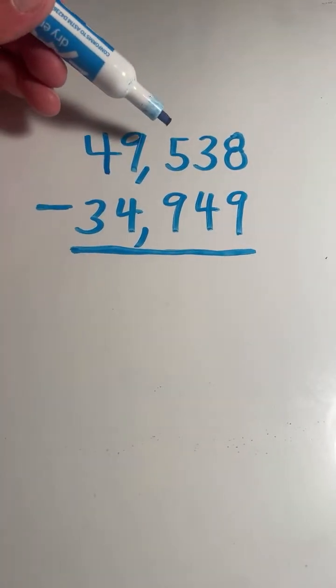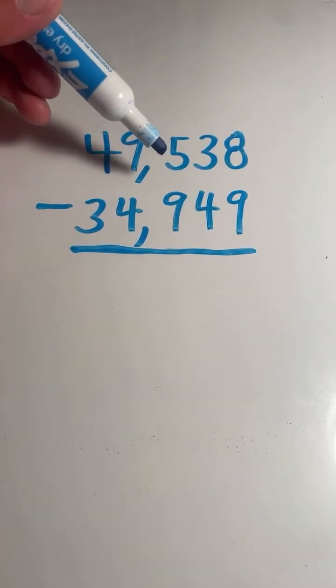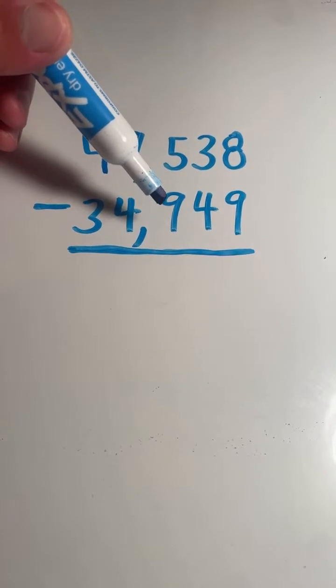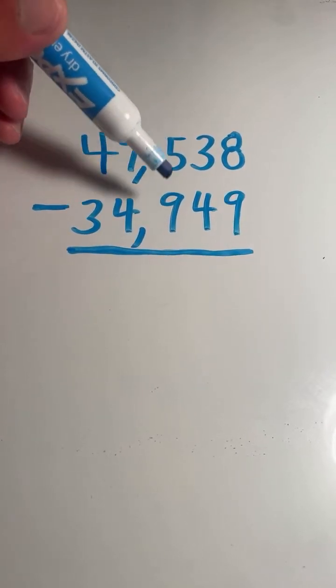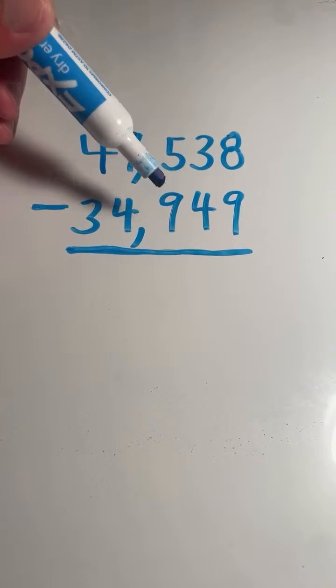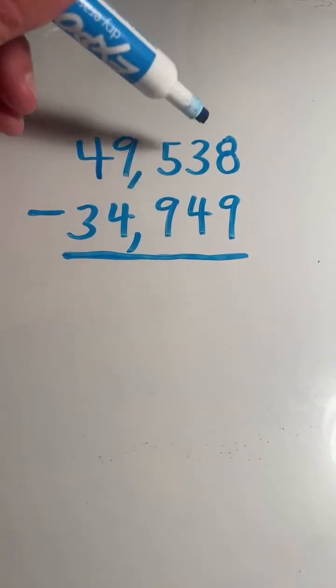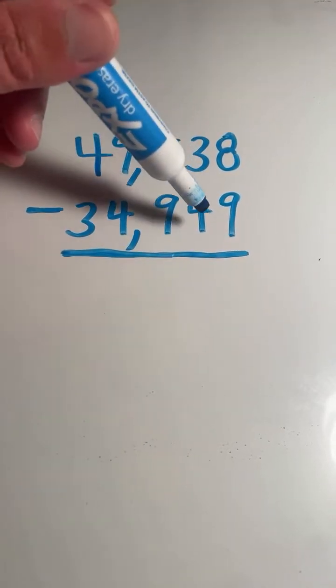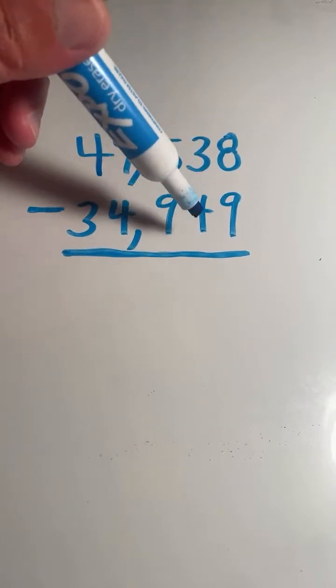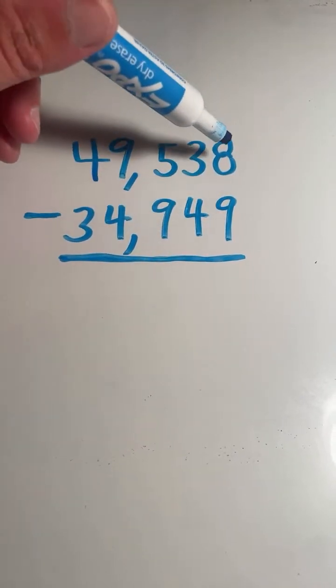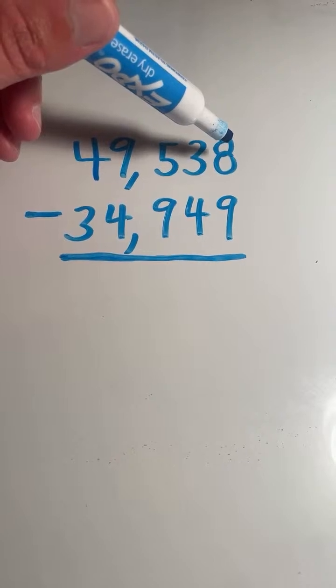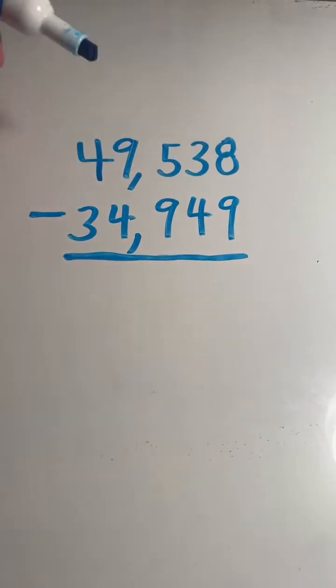In the hundreds place, 5 is not as big as 9. You cannot start out with 5 and take away 9, so we will need to regroup in the hundreds place. You cannot start out with 3 and take away 4, so we will need to regroup in the tens place, and we will need to regroup in the ones place also. You can't start with 8 and take away 9.